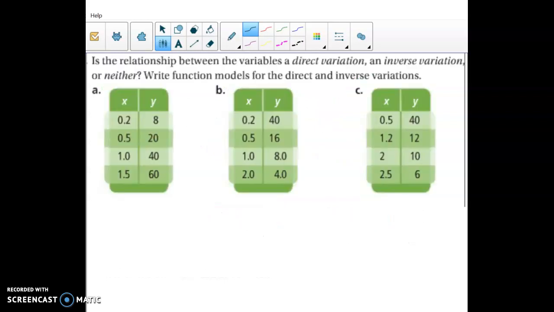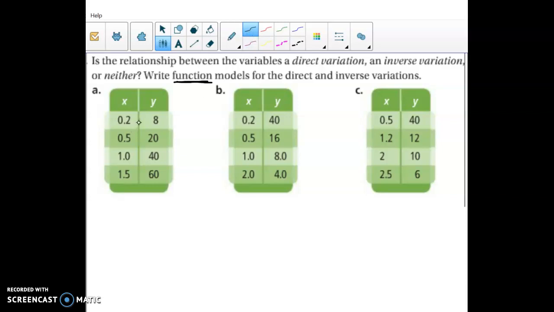All right, let's do some more examples. So here are 3 tables for you to try: direct, inverse, or neither, and write the function or equation. So if it is direct or inverse, write the function that goes with it, right? So that'll be like the y equals k times x or y equals k divided by x equation.